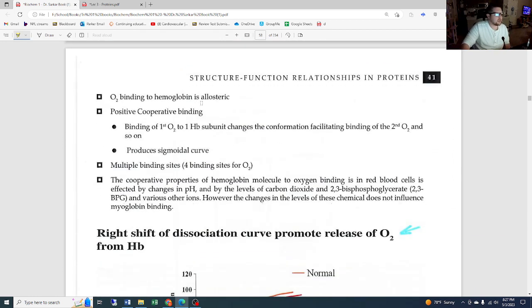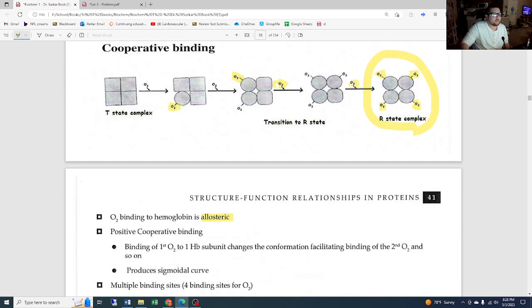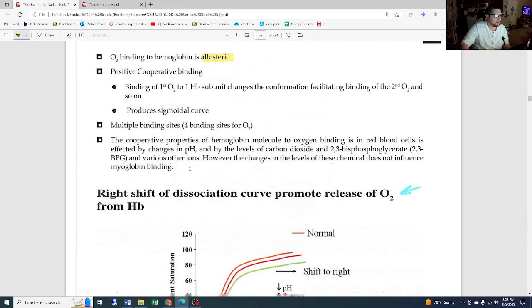O2 binding to hemoglobin is allosteric. Allosteric meaning that it's going to change the conformation of it. Positive cooperative binding: binding of the first O2 to the first hemoglobin subunit changes the conformation, facilitating the binding of the second, and so on. Just exactly what we were talking about. Binds the first one, helps to change its shape, allowing for the next one to bind. That produces that sigmoid curve that we saw. There are four binding sites for O2.